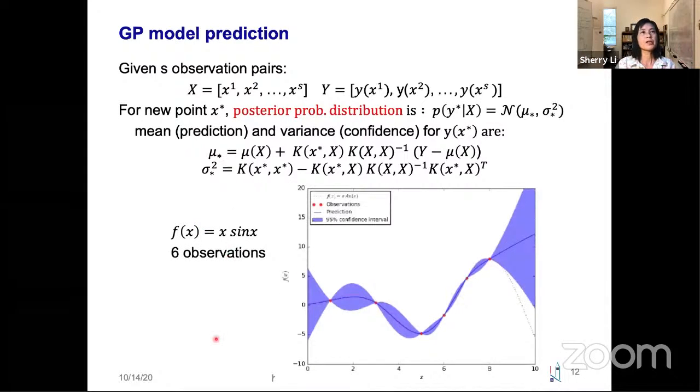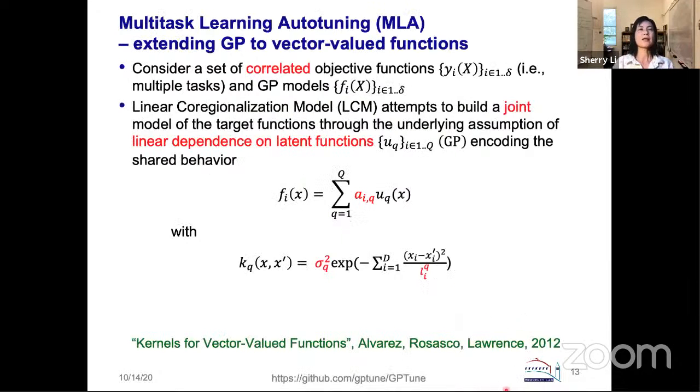And this is a simple function, f of x equals x times sine x. And in this picture, there are 6 observations, these 6 red dots. And using this Gaussian model, you can predict the blue curve here. And the actual function curve is this dotted one. Then you can see that for each prediction, there's a 95% confidence interval. If you plot that interval, this is the 95% confidence interval of your prediction. So this part of the prediction is very good, and this part is less good. So now that's the basic idea about a Gaussian model, which is for a single task.